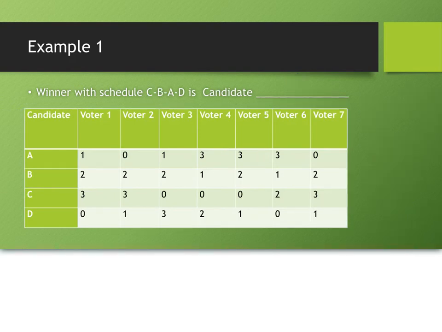I want you to push pause and try to figure out, with the exact same agenda and the exact same votes that we had before, if you had C, B, A, D, who would win in that scenario? Push pause on the video and then come back in a few seconds.